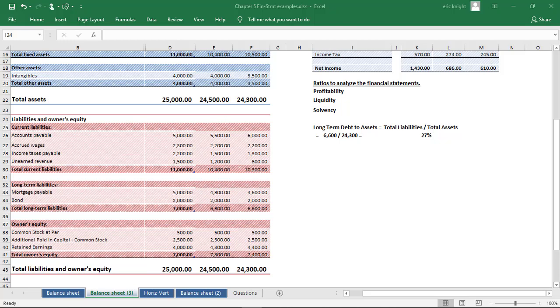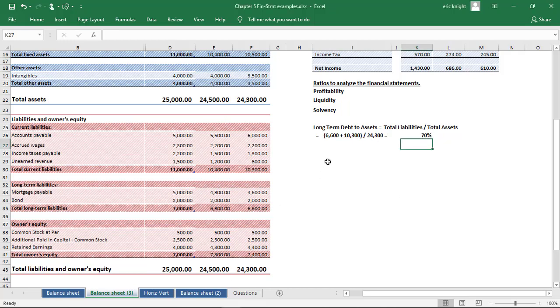So now we're going to look at the solvency. In other words, the long-term viability of our organization. What do we look like for the long haul? The ratio we'll start with is the long-term debt to assets, and basically we're just going to take all of our long-term liability from the balance sheet and compare it to all of the assets that we have. So all of our liabilities plus all of our assets.